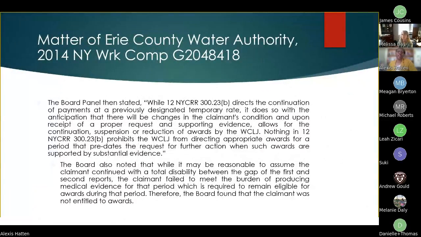The board then stated that there is basically nothing in the regulations that prevents the awards from retroactively being reduced. It states that continuing awards are always directed with the understanding that they will be changed at some point in the future based upon the claimant's changing condition. While it may be reasonable to assume that the claimant continued with the same disability, there's no presumption of that. The claimant failed to meet the burden of producing medical evidence for that period, which is required to remain eligible for awards during that period. Therefore, the board found that the claimant wasn't entitled to awards.